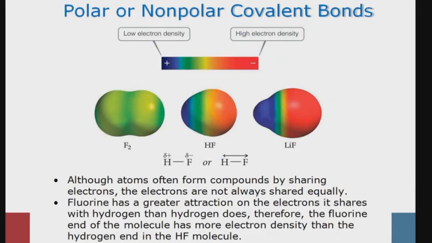Next po. Polar or nonpolar covalent bonds. The low electron density and high electron density. Although atoms often form compounds by sharing electrons, the electrons are not always shared equally. The second is fluorine. Fluorine has a greater attraction on the electrons it shares with hydrogen than hydrogen does. Therefore, the fluorine end of the molecule has more electron density than the hydrogen end in the HF molecule.